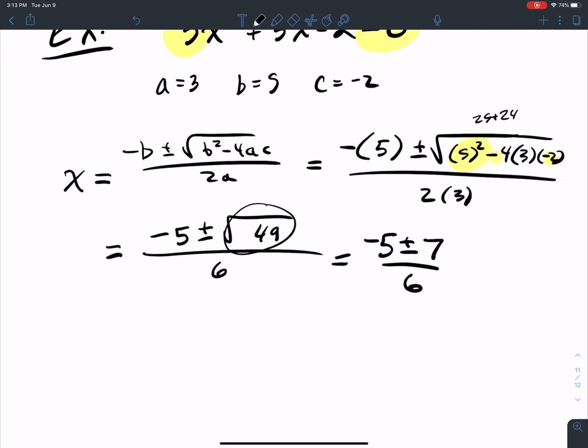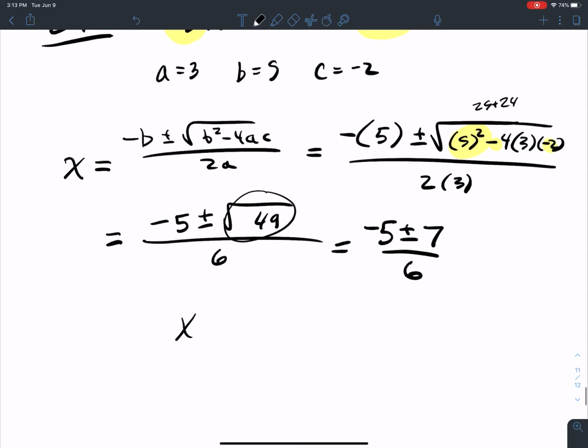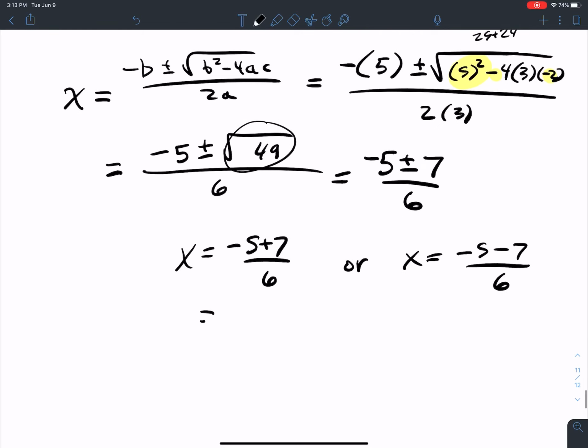Now, I see students leave it like this. It kind of makes me a little bit like, why'd you not complete it, right? So I'm going to ask you to simplify this a little more. So there's two things. You have x equals negative 5 plus 7 over 6, or x equals negative 5 minus 7 over 6. So this can be 2 over 6, which is 1/3. Okay, see how much nicer that looks.